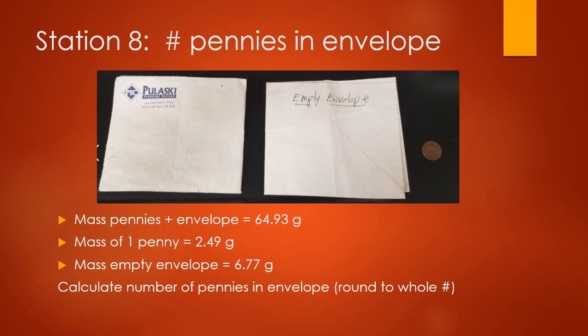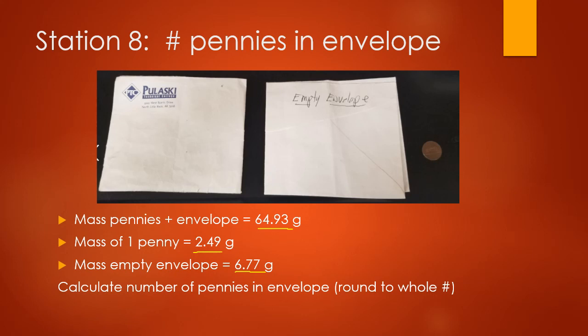Station 8 is calculating the number of pennies in an envelope. To do that, see in the picture I have an empty envelope, an envelope with pennies in it, you can't see there's pennies in it, but trust me, there is, and also a penny itself. I massed the pennies in the envelope and got 64.93 grams. I also massed the penny all by itself. That penny was 2.49 grams. The empty envelope came out to be 6.77 grams. So you're going to use these values to figure out how many pennies you think are in the envelope.